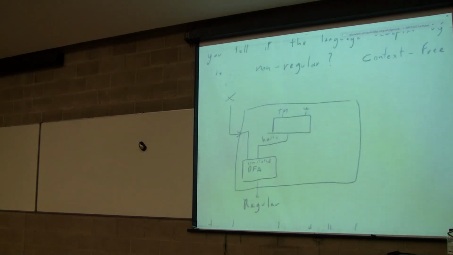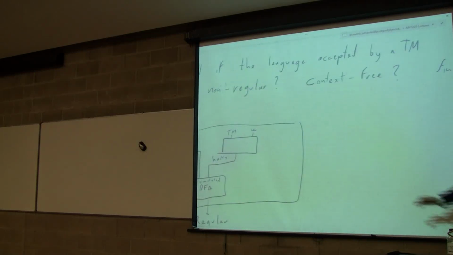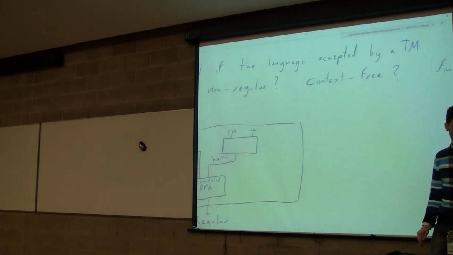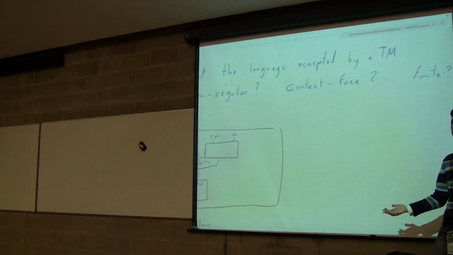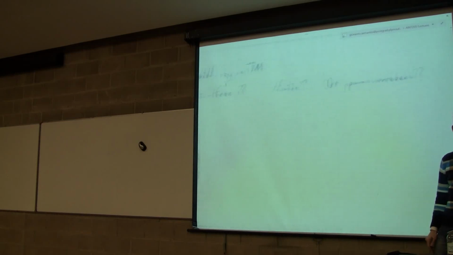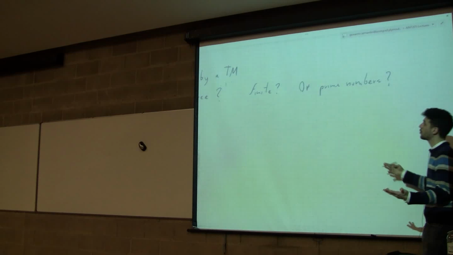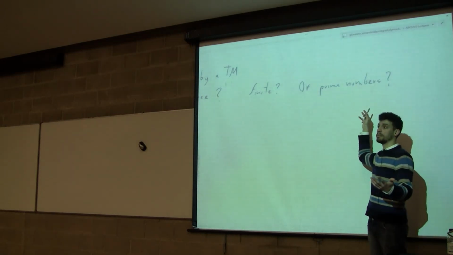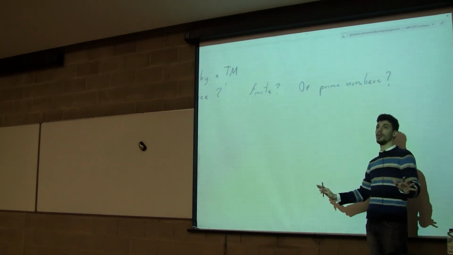And the same goes for: is my language context-free? So is the language of my Turing machine context-free? Is the language of my Turing machine finite? Is my language composed only of prime numbers? These are all undecidable questions.